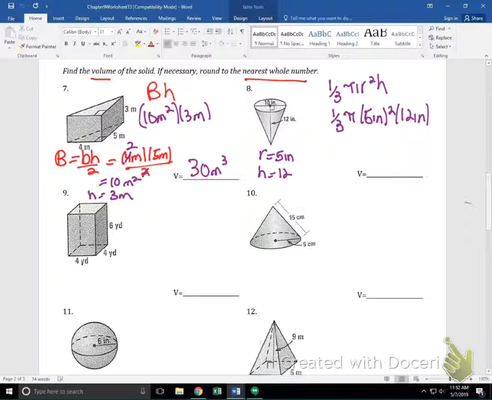So 5 times 5 is 25. So I end up with 1/3 times 25 times 12 pi inches. Inches cubed is what we're at. How many times does 3 go into 12? 4 times. What's 4 times 25? 100. 100 times pi. What's 100 times pi? 314. 314 inches cubed.